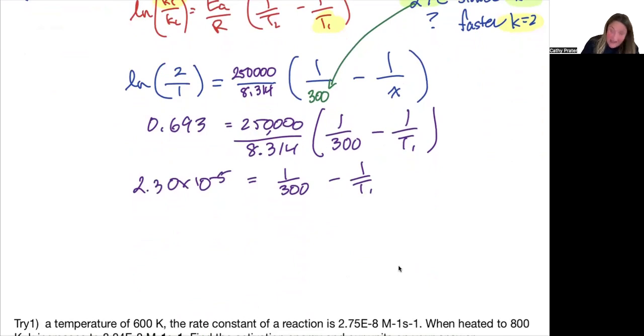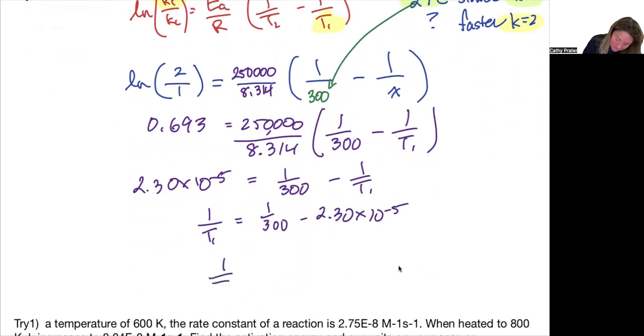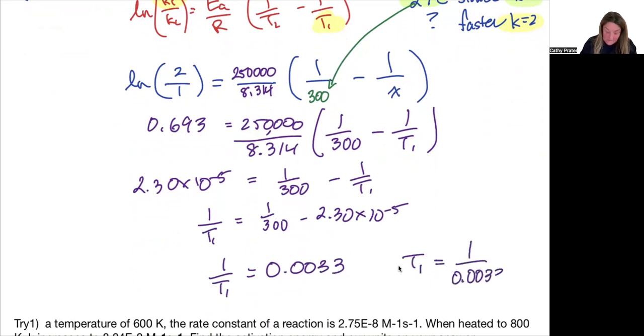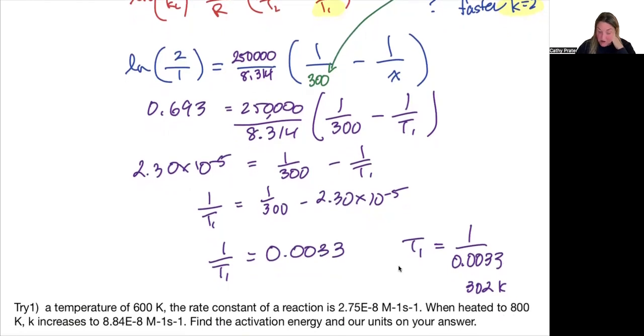Next step, I'm going to add 1 over T1 to the other side. So 1 divided by 300 minus answer. So T1 will equal the inverse of that. And I got an answer of 302 Kelvin. Perhaps I didn't set up the most feasible question here. The higher the activation energy is, the more the rate is going to speed up with changes in temperature. And so we ended up with a pretty small increase in temperature here, of 302 Kelvin.